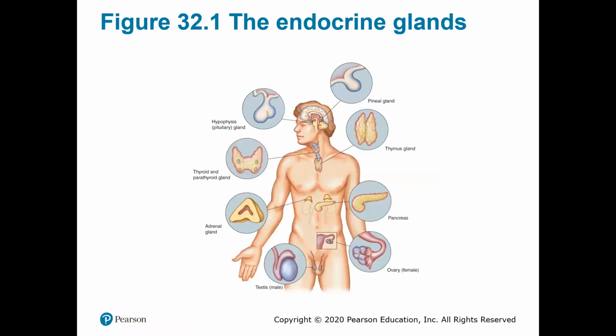So this begins on textbook page 536. And as you can see, our PowerPoints are going to start with figure 32-1, which is actually on textbook page 537. This is depicting those endocrine glands. These are the glands that are responsible for our endocrine system and producing the hormones.